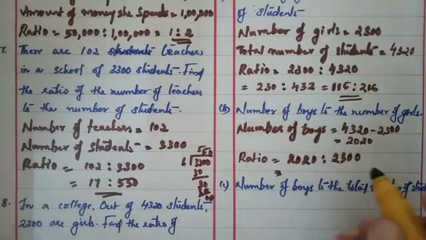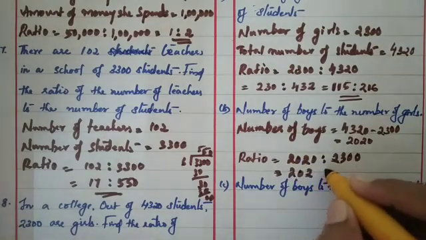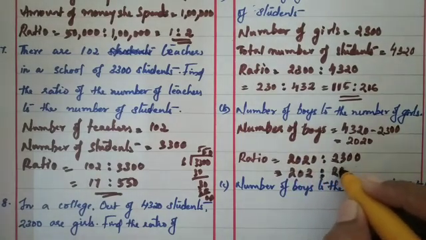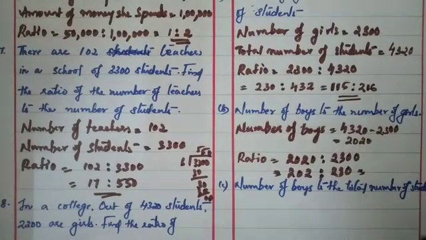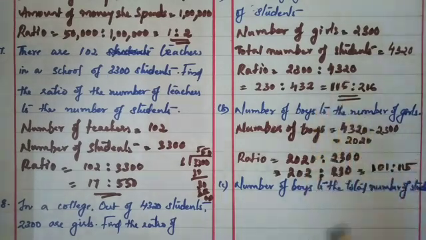Here also 10 is the common factor. 202 is to 230. Then again both are even numbers. Okay. 2 times 101 is 202, and 2 times 115 is 230. Okay, 101 is to 115.